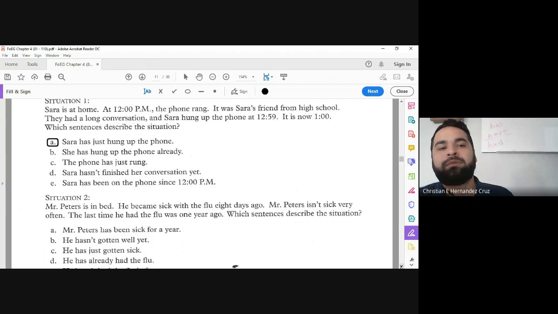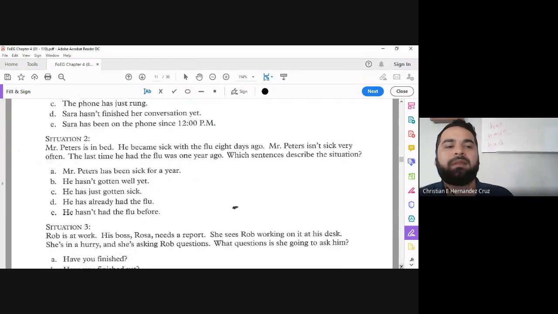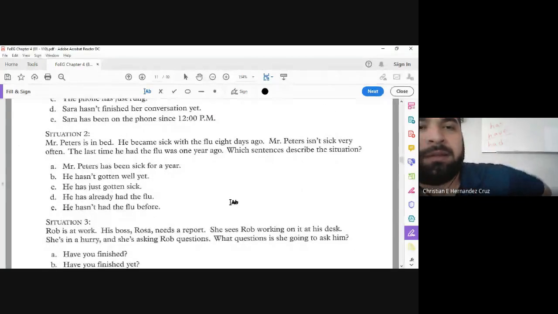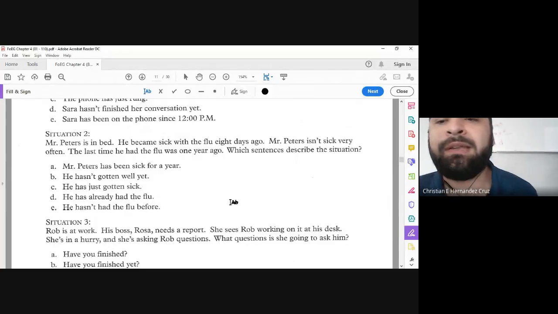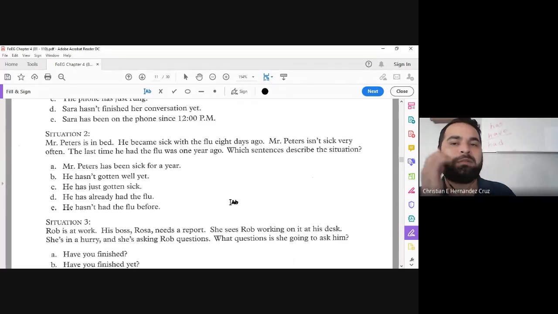Let's go to situation 2. Mr. Peters is in bed. He became sick with the flu 8 days ago. Mr. Peters isn't sick very often. The last time he had the flu was 1 year ago. Which sentences describe the situation? Mr. Peters has been sick for a year. He hasn't gotten well yet. He has just gotten sick. He has already had the flu. He hasn't had the flu before.